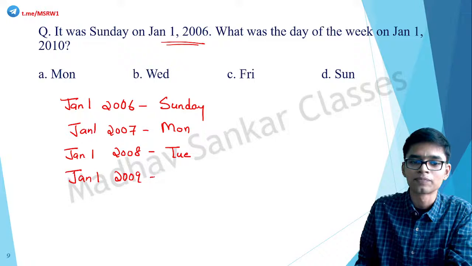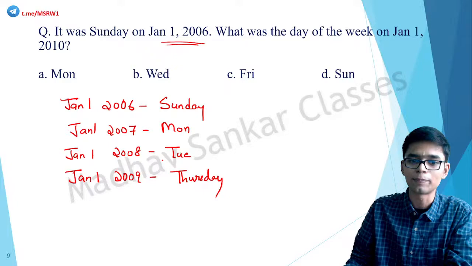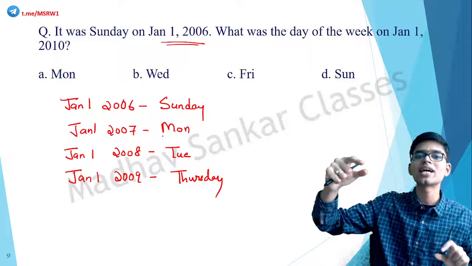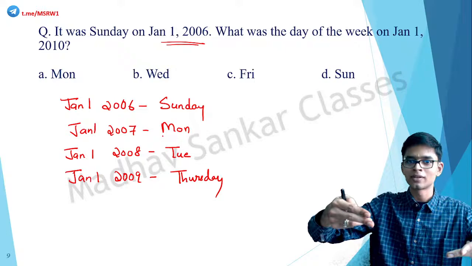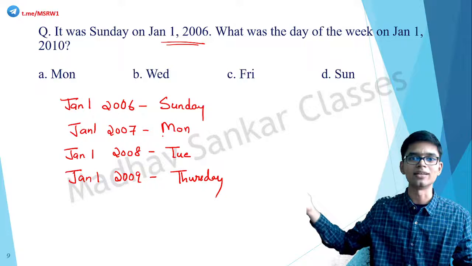Then January 1, 2009. This is not Wednesday. We have to skip a day again, so Thursday. Why did I skip a day? Because there is a leap year in between; we did not skip a day then. So although 2009 is not a leap year, we have to skip that day, because that February 29 has been inserted in between. Even though 2009 is not a leap year, because 2008 had one extra day, we had to add that day anyway. We can't just skip a day in a year. That is not possible.